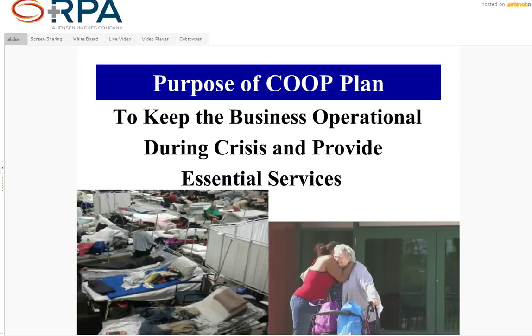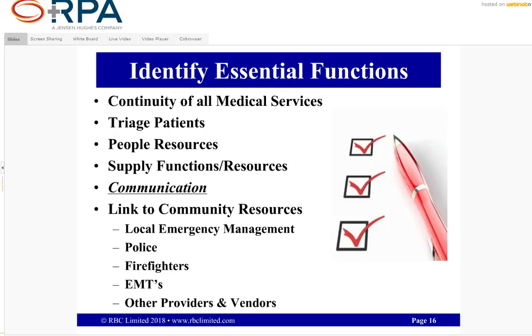So our COOP plan, the goal is to remain operational with essential services during crisis. And what are those essential services? The communication plan really interfaces with all of the essential functions as a healthcare provider. Continuity of care. How do we triage patients? How do we arrange transportation if needed? How do we regroup on our staffing? How do we change our staffing?